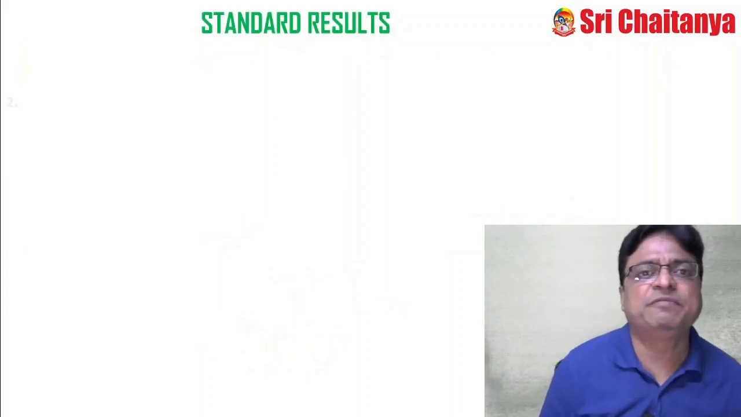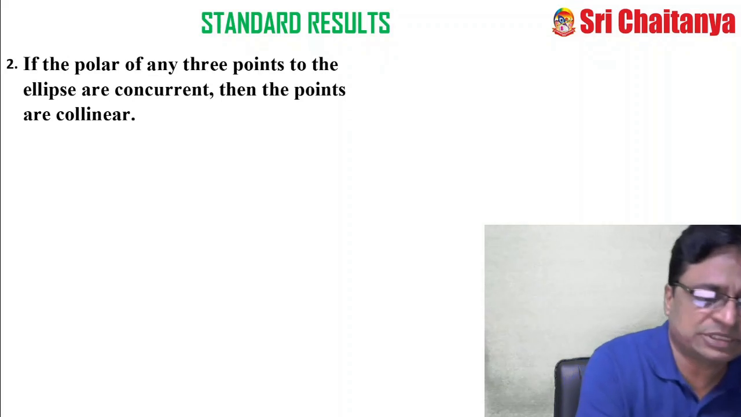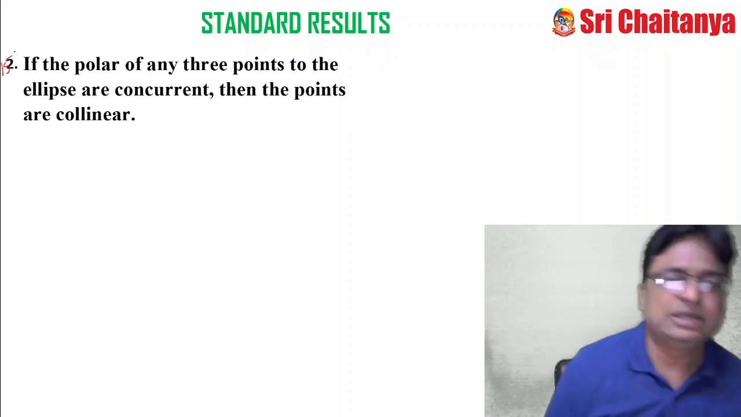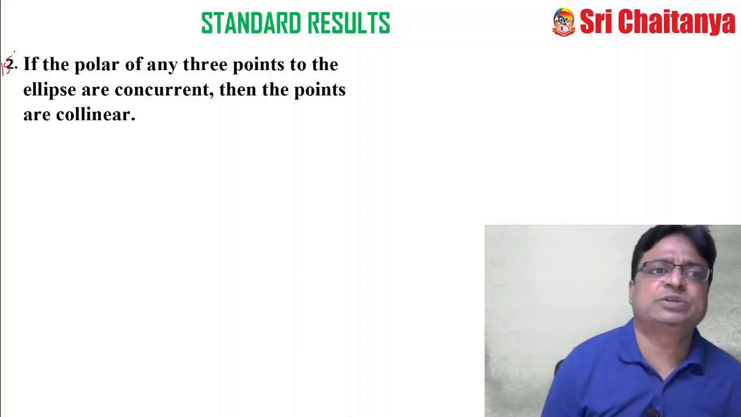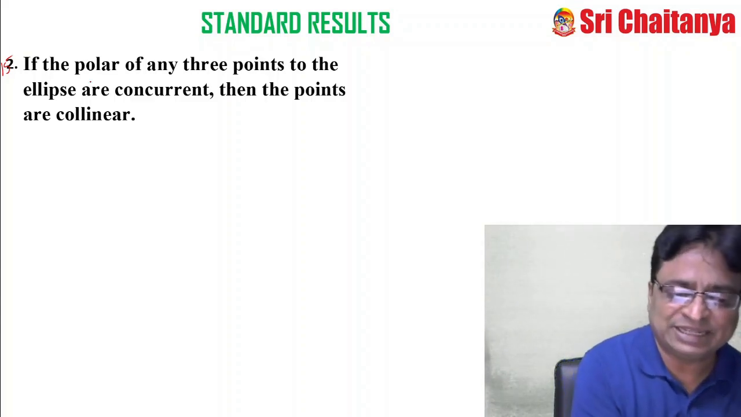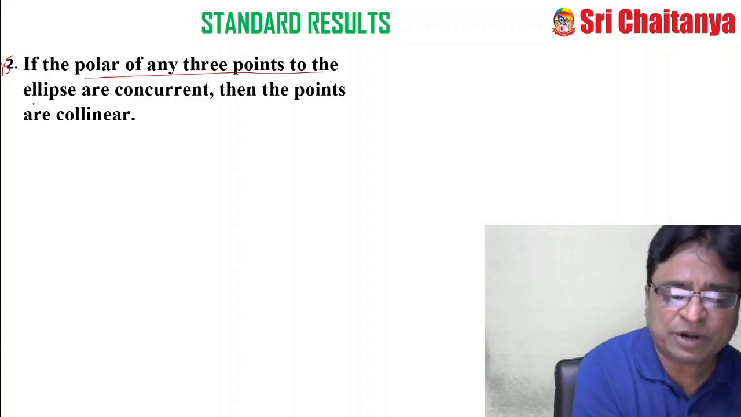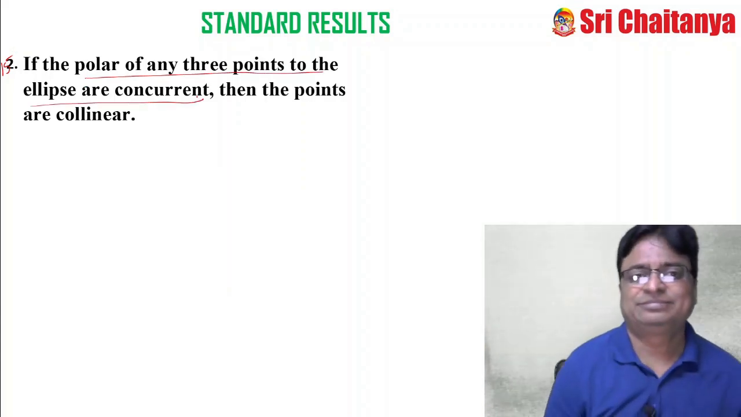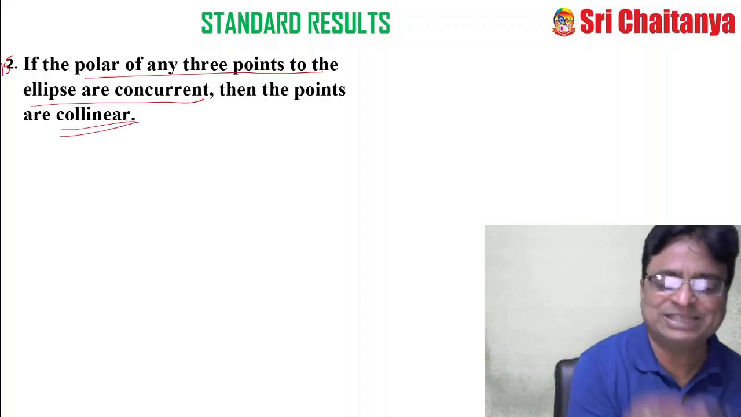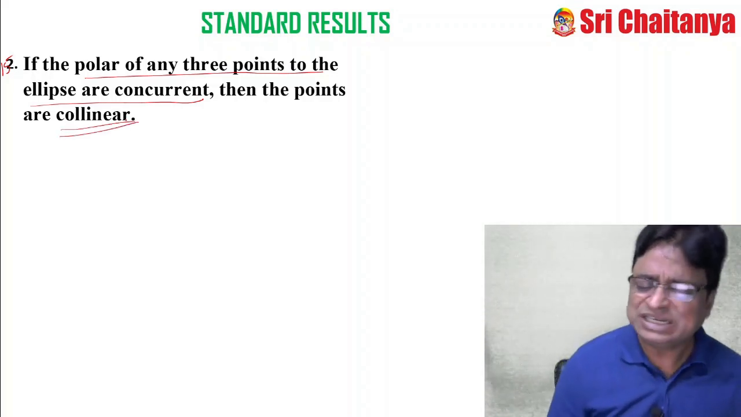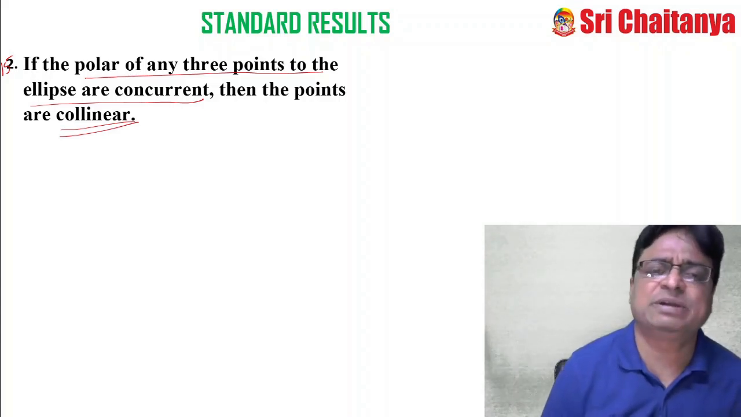Now, coming to result number 15. What they are asking: if the polars of any 3 points to the ellipse are concurrent, then the points are collinear. This is the statement. Straight away we can prove the statement very easily.